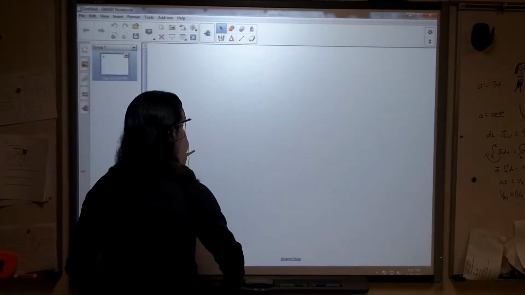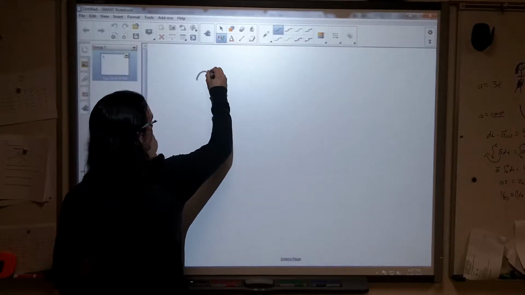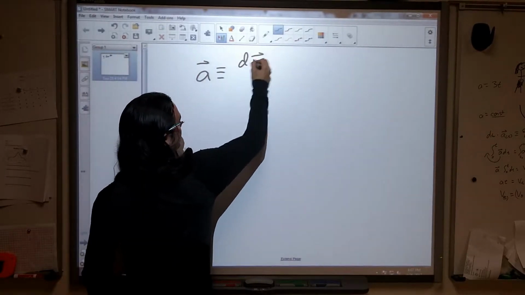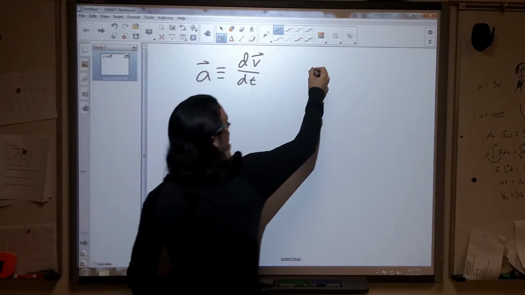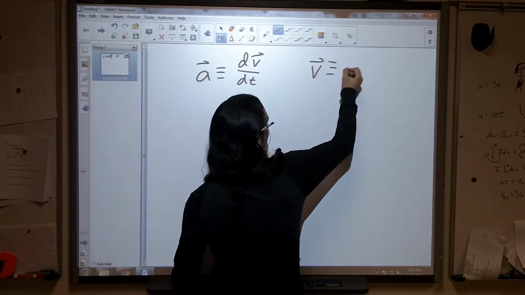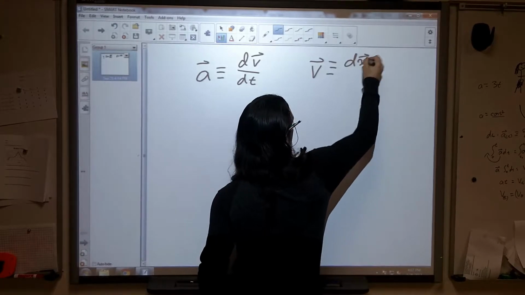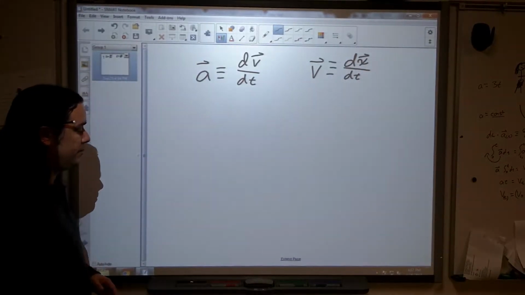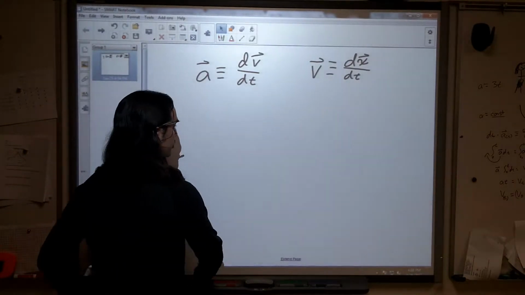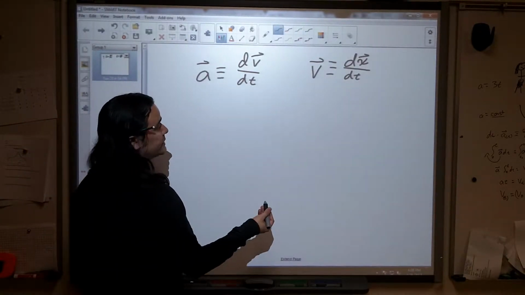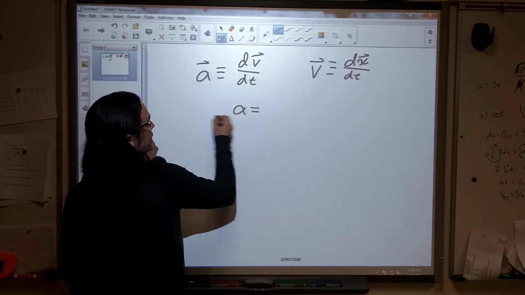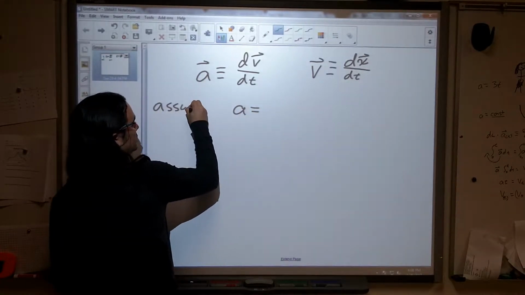And I said that we were relying on the following relationships. The acceleration is defined to be the time derivative of our velocity. Our velocity is also defined to be the time derivative of our position, both of which being functions of time. Now the first thing that I did when we went through this was we said that we assumed that the acceleration was equal to a constant.